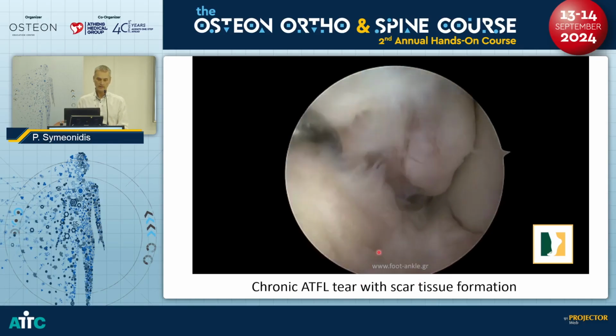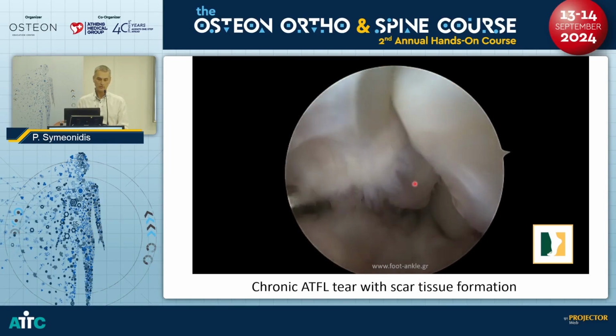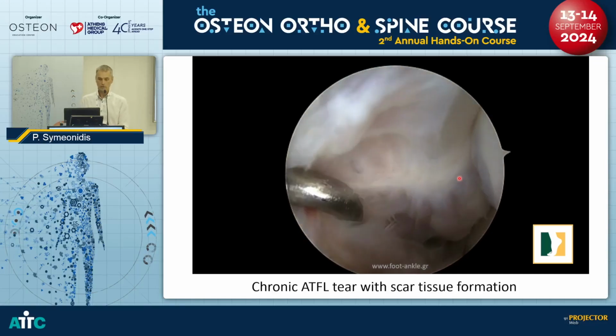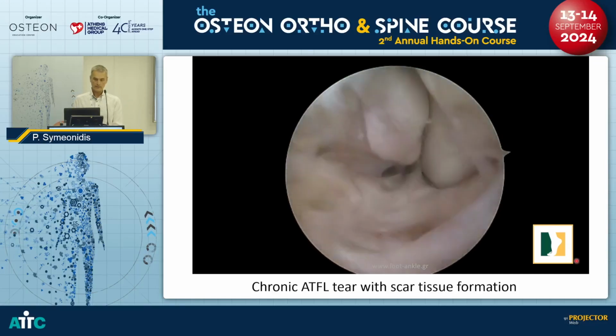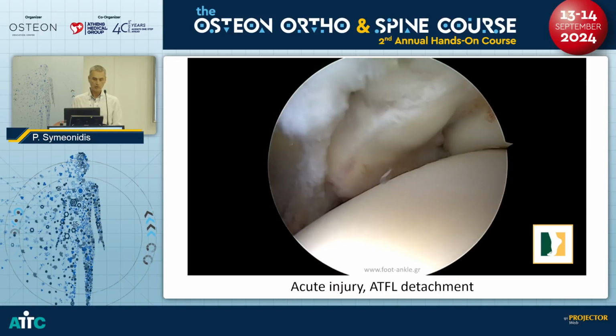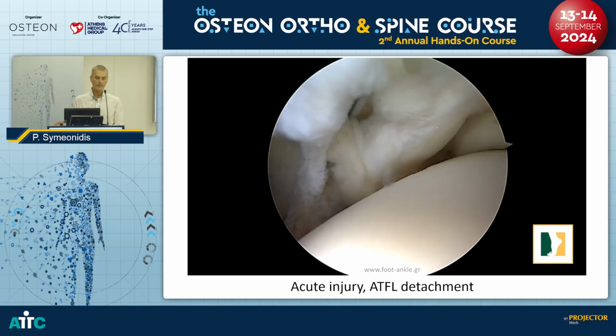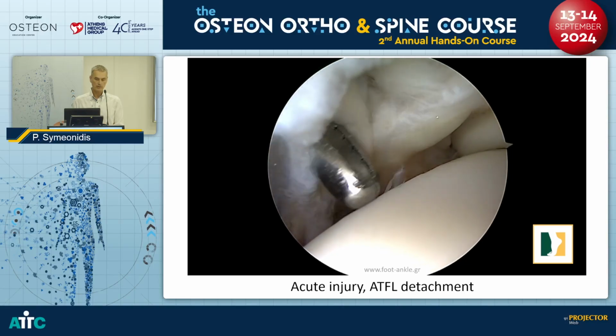This is the normal ATFL, that's the scar tissue. This is where we should reattach it if we perform, as Alex showed, an arthroscopic Broström. That's an unusual case that I'm going to show because we have a fresh injury. This is a professional athlete with a concomitant syndesmosis injury. That's why we did the arthroscopy.